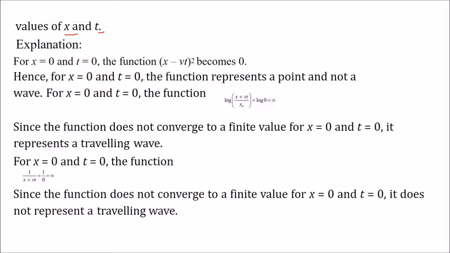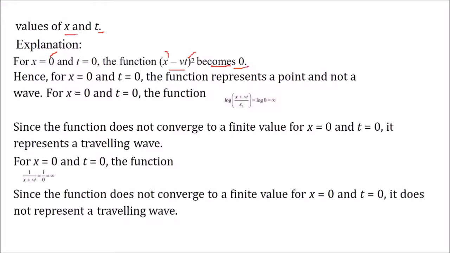Okay, let us take the first one. For x equal to 0, you put x equal to 0 and t equal to 0. What will this be? It will be 0. For x equal to 0 and t equal to 0, the function will represent a point. It is representing a point. It is not a wave.